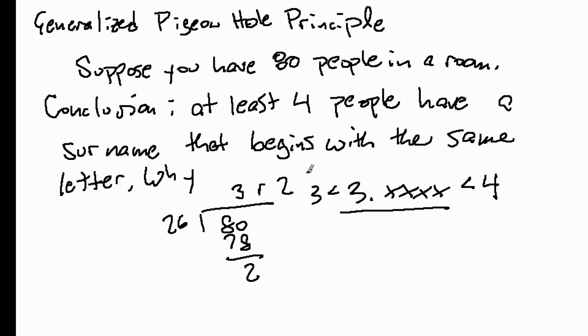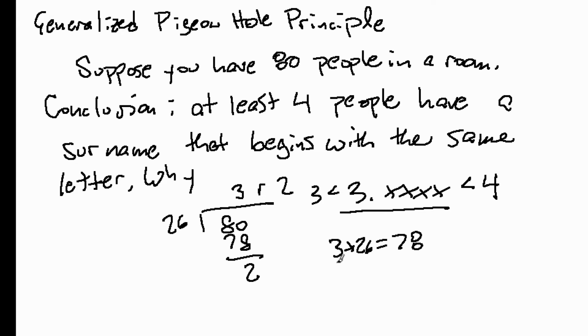But remember, we're speaking in whole numbers now, so that just says that one of these letters has to have at least 4 in it. Now you could see why that could be. Suppose you were to say every one of the letters has only 3 people that have a last name that begins with that. Well, if that's true, then you would only have 3 times 26, which is equal to 78. There's still 2 people that you haven't counted for.